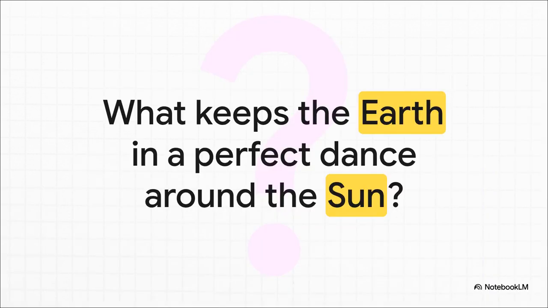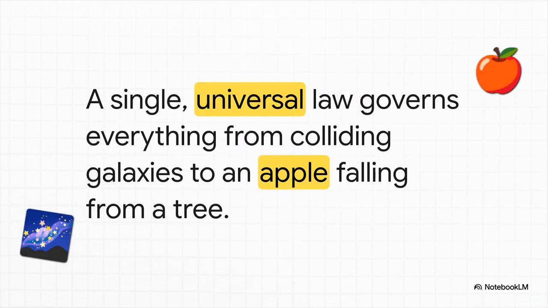I mean, have you ever really thought about it? What is this invisible cosmic tether that holds our planet on this perfect path, keeping us from either spiraling into the sun or just flying off into the void? It's a question that stumped some of the smartest people in history for thousands of years. And the answer, it turns out, is this single, beautiful law that connects the biggest things you can imagine with the smallest. The same force that choreographs gigantic galaxies is the exact same one that makes an apple drop.